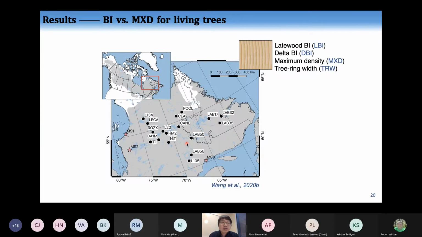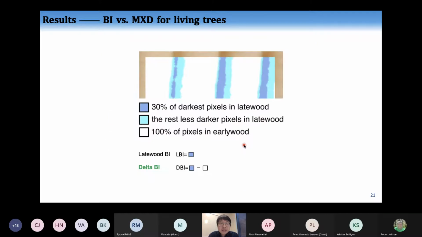First of all, I would like to use a few slides to show you my results with the living trees, black spruce trees. I compared 4 parameters, including latewood blue intensity, delta blue intensity, X-ray based maximum density, I would say X-ray density, and ring width data measured from 17 sites across Quebec and Labrador. To be clear, the latewood blue intensity is the 30% darkest pixels in latewood, and the delta blue intensity data is calculated by differencing the latewood BI and earlywood blue intensity.